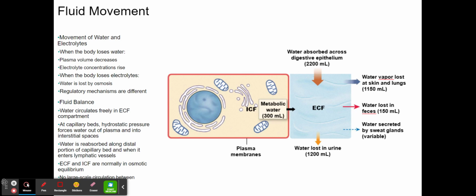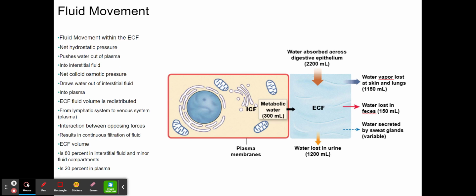We cannot easily determine the body's water content. However, the concentration of sodium, the most abundant ion in the ECF, provides useful clues to the state of water balance. When the body's water content increases, the sodium concentration of the ECF becomes abnormally low, and when the body's water content decreases, the sodium concentration becomes abnormally high.